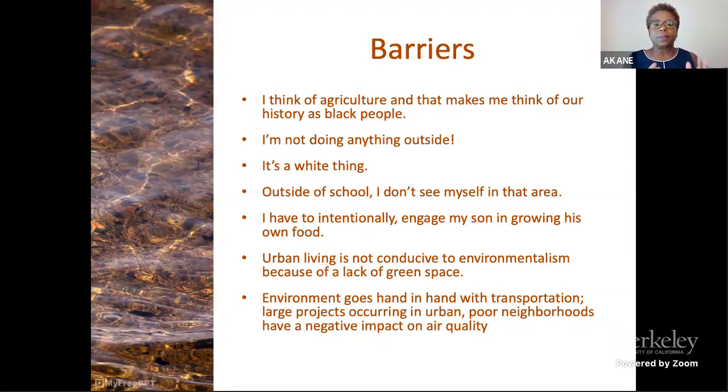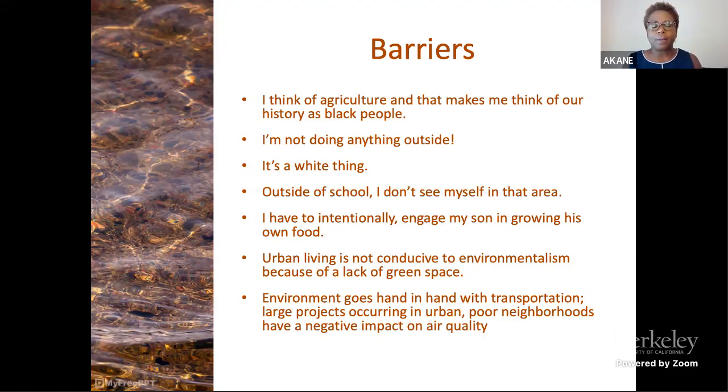Another parent said, I have to intentionally engage my son in growing his own food. Otherwise, if it doesn't happen in school, it's not going to happen, right? Urban living isn't conducive to environmentalism because of a lack of green space.